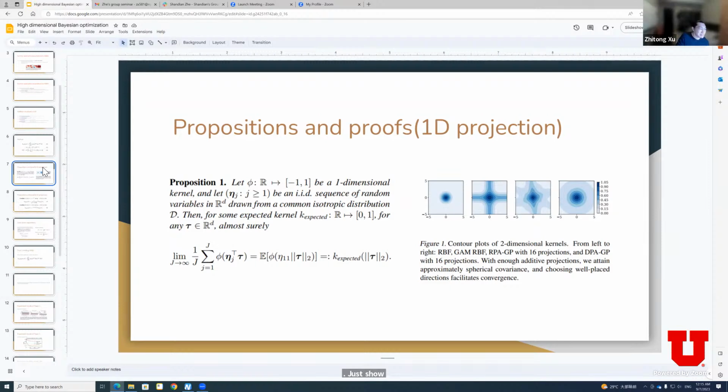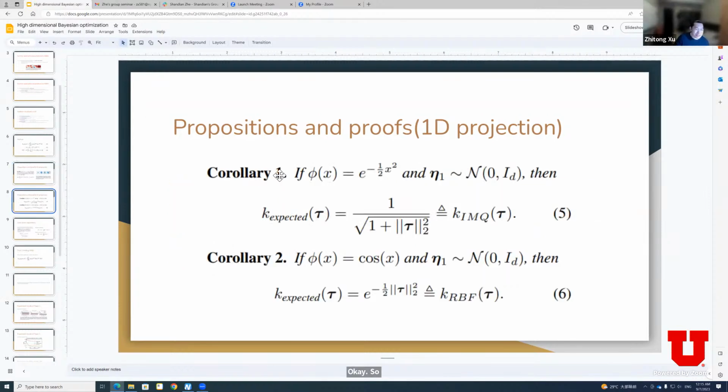All right. So some corollaries. I think those corollaries are pretty interesting. I read through their proof and I think they are really interesting. If the low dimensional kernel is, let's say, RBF, and eta is sampled from a normal distribution, the expected kernel is going to be the inverse multi-quadratic kernel, operating on the L2 distance. And if they choose the low dimensional kernel to be a cosine function, and eta is also sampled from a zero mean Gaussian, we're going to have the RBF.